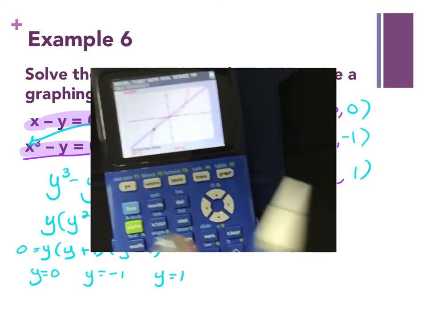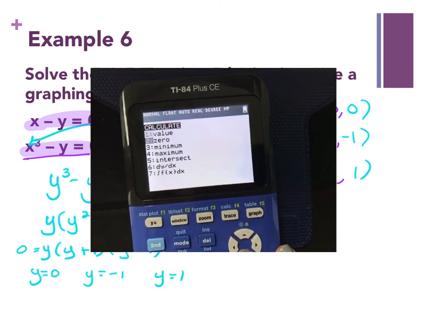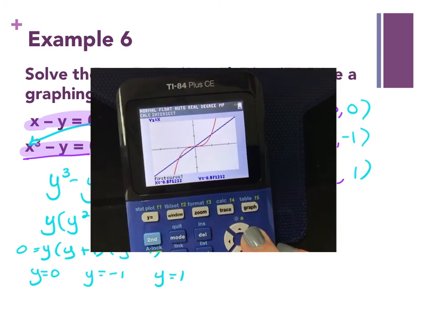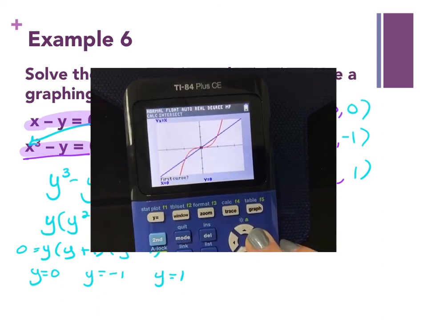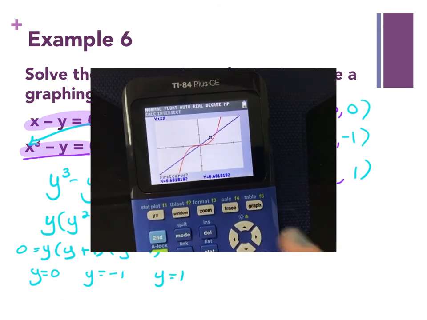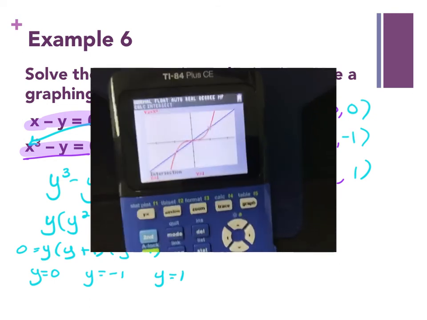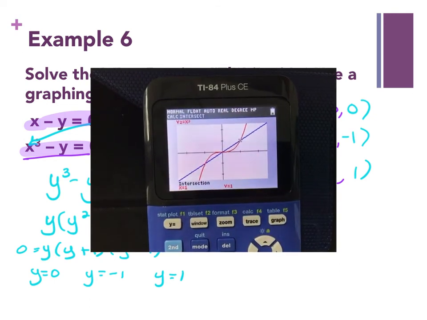Hang on just a second, Ty. And then do it again. Intersect, come all the way up to where that third one is. Get closer to that third one than to the 0. And it brings you to the third one at 1, 1.